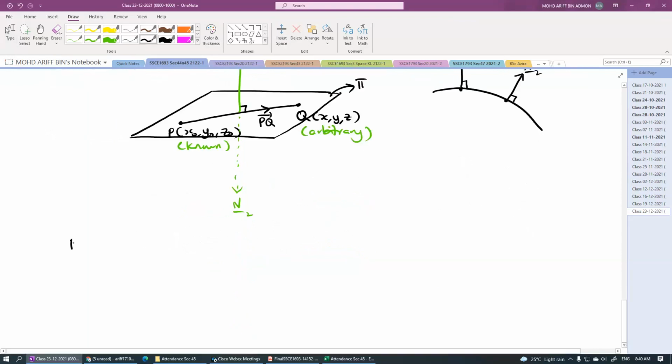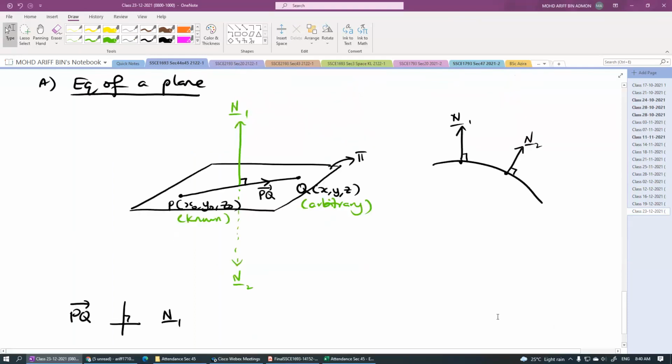So let's say PQ is perpendicular, I'm writing in this form, perpendicular to our normal vector. Let's say I'm choosing normal vector 1, same goes to normal vector 2. And this normal vector, let's say we know the value. Still, I'm using ABC, but now for a plane, ABC refers to the normal vector. In a line, ABC refers to the vector parallel to the line. So you have to be clear.